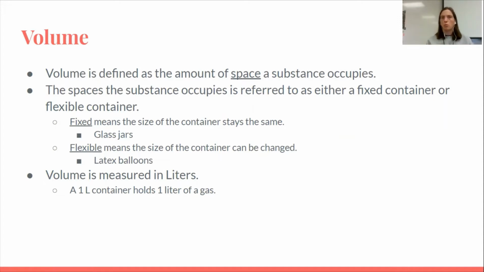The unit that we use with volume is liters. So anytime you see something with liters next to it, automatically assume that's your volume variable.